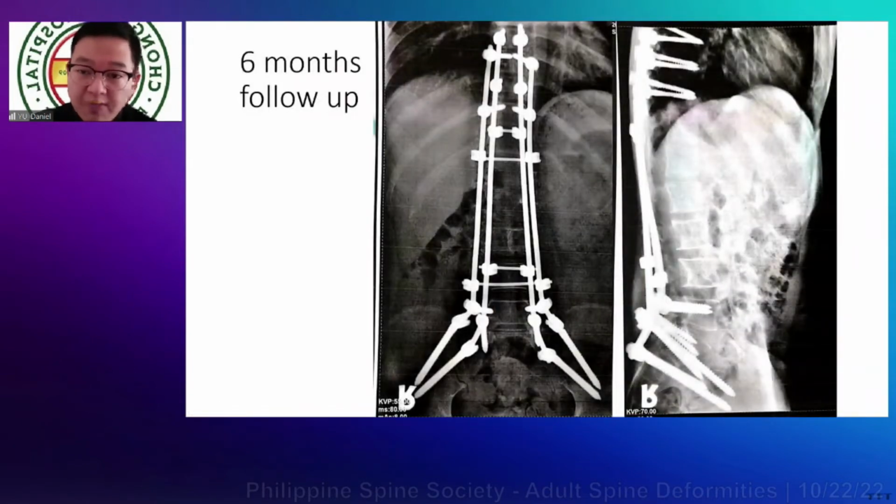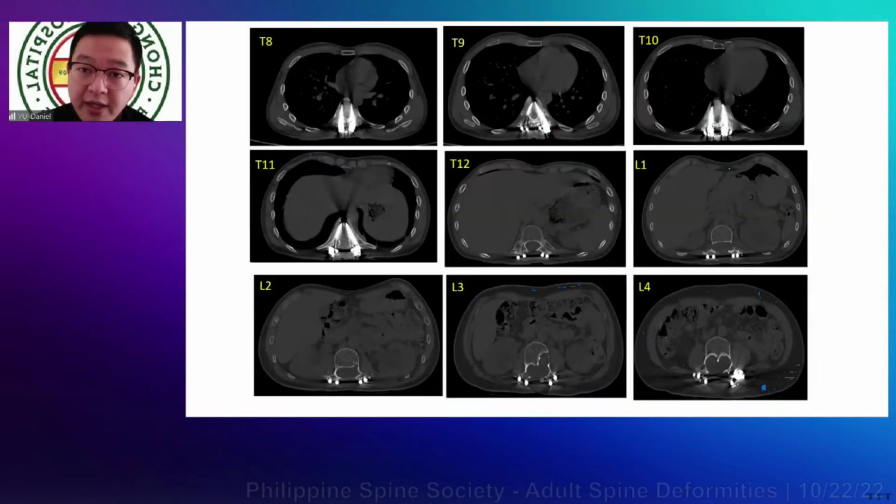So at 6 months follow-up, here are the radiographs, still showing no signs of implant failure. And here are the eggshell cuts of the CT scan. Now, this showed the trajectory of the screw. So we have the parallel oriented pedicle screws for T8. And an example of the medially directed screws would be on the T9.